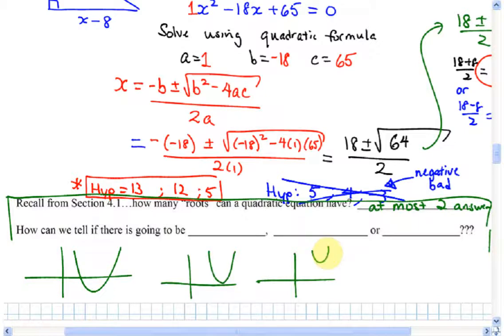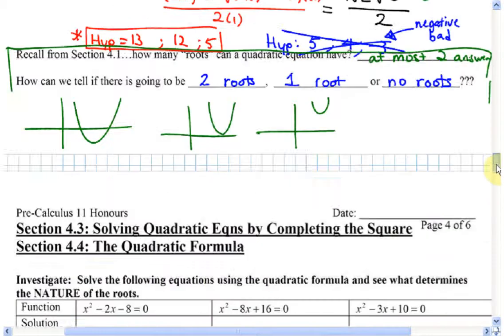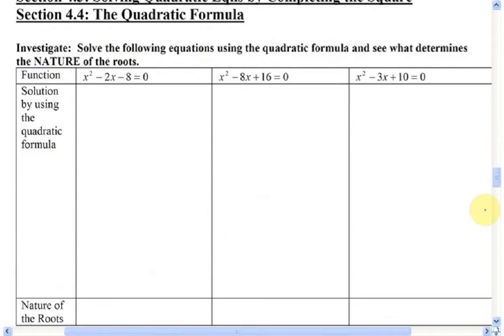Yes, yes, yes. Yeah? So the question I have for you today is, how can you tell if there are going to be 2 answers? Okay, I'll say 2 roots, yeah. Or is there going to be 1 root? Or actually no roots, okay? And to experiment with this, I'd like you to turn to the next page. And I'd like you to solve these 3 questions, okay?